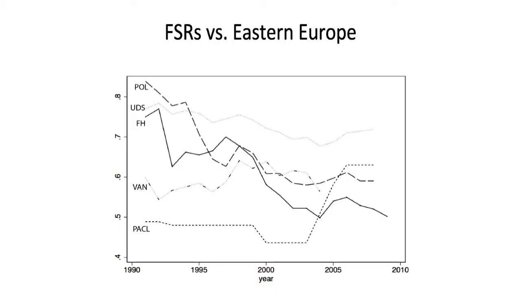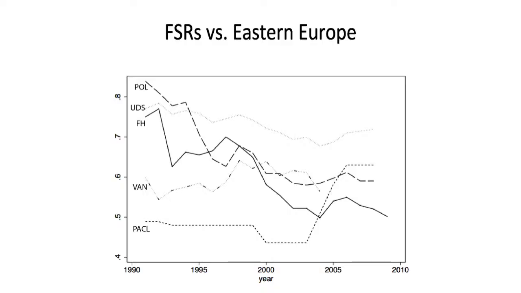Here it is where we compare average level of democracy in the former Soviet republics as a proportion of the average level of democracy in Eastern Europe. In other words, who's doing better democratically, former Soviet republics or Eastern Europe? Well, there is some agreement that former Soviet republics are on average less democratic than countries in Eastern Europe. They're all below one and a lot of them are declining.